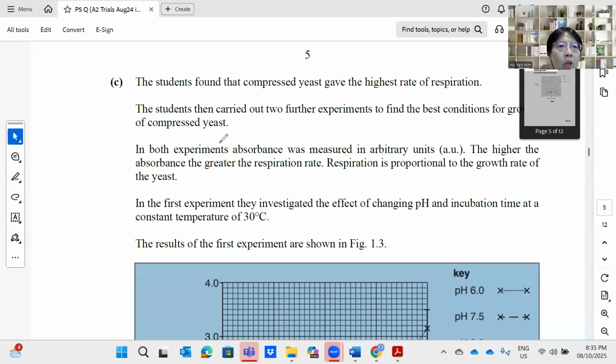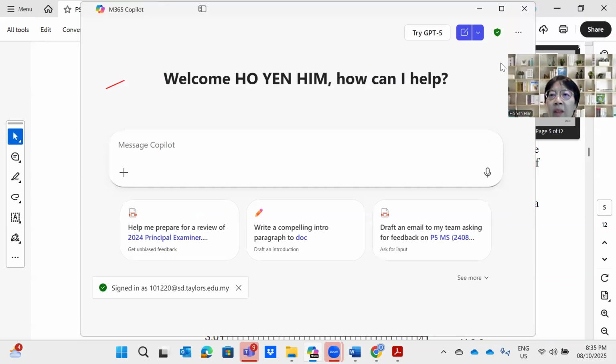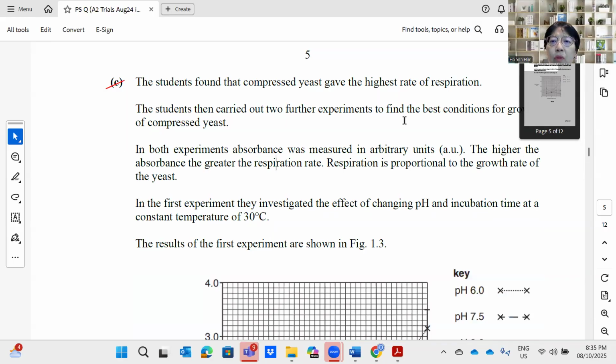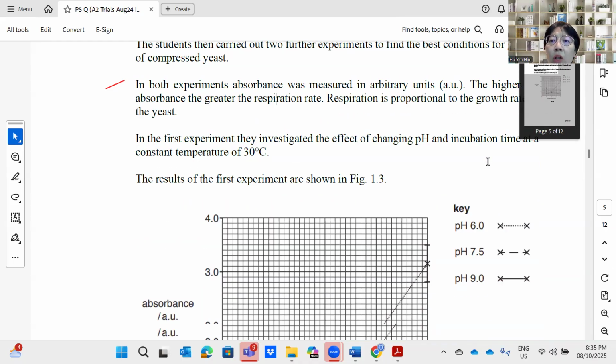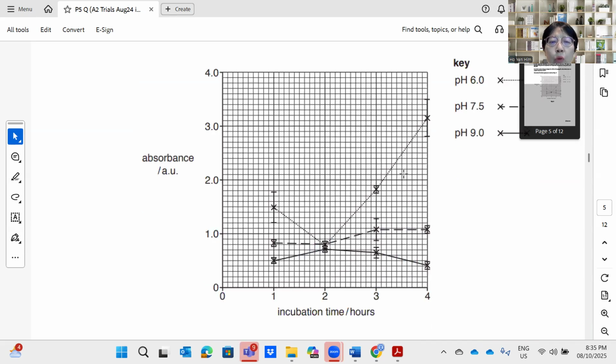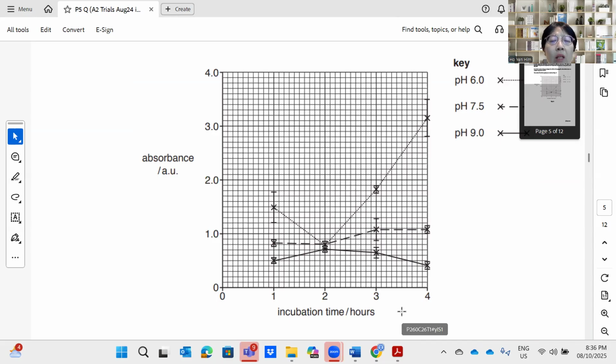Okay, C. So students found that compressed yeast gave the highest number of... hang on, something popped up. Okay. So students carry out 2 further experiments to find out the best conditions for the growth of compressed yeast. So the students want to find out in the experiment what is the best condition for the yeast to grow. So the student did an experiment to find out two variables here. The pH is the independent variable, as well as the incubation time is also the independent variable.